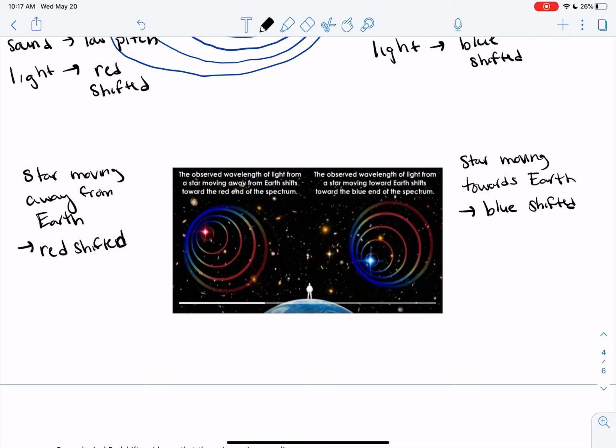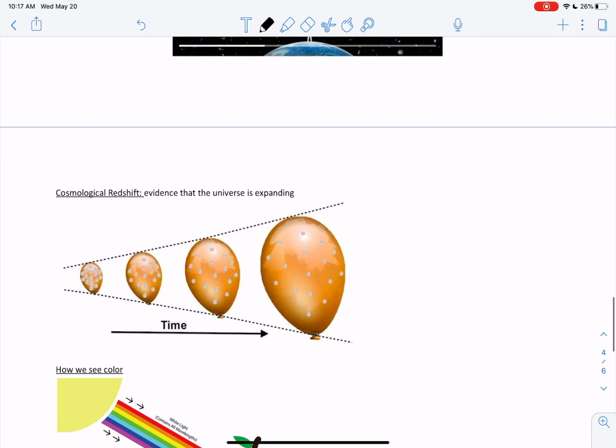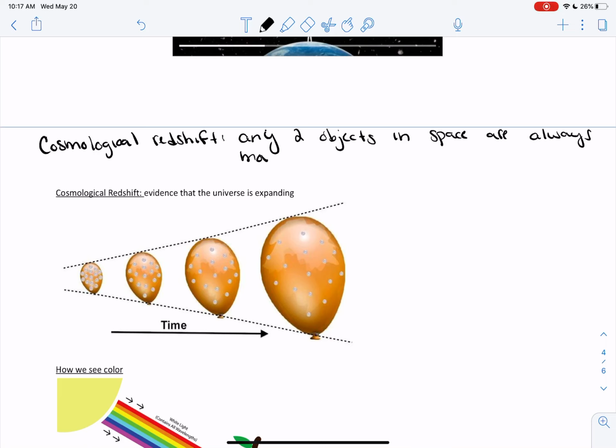So one really interesting result of this is that astronomers pointed their telescopes out to the sky and were measuring redshift and blueshift. And they found that if you put any two stars or galaxies, any two things in the sky, they were always moving away from each other. They were always redshifted from each other. And they called that cosmological redshift, okay? So in cosmological redshift, any two objects in the sky or in space are always moving away from each other. And that led to the theory that the universe is expanding, okay?